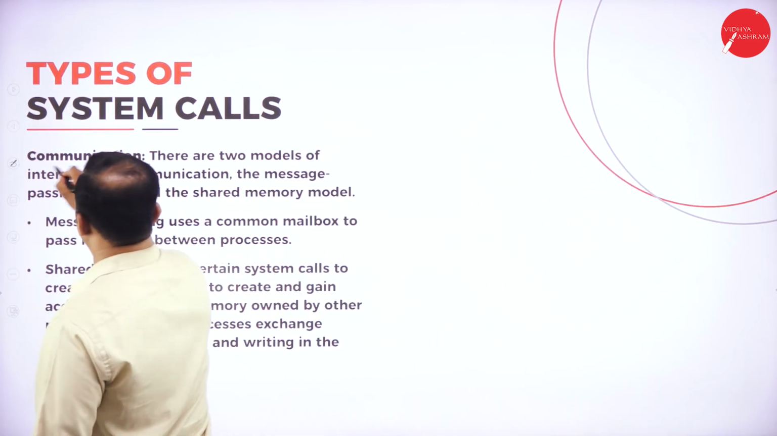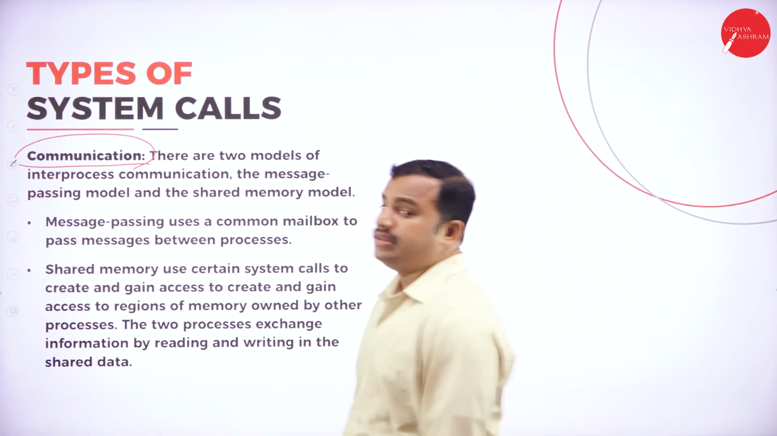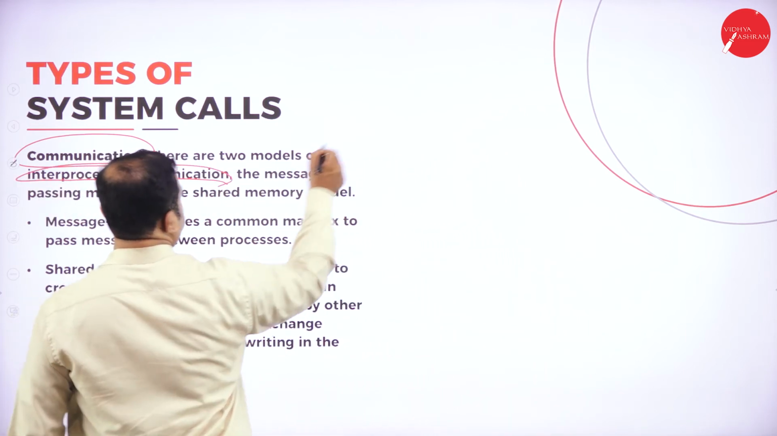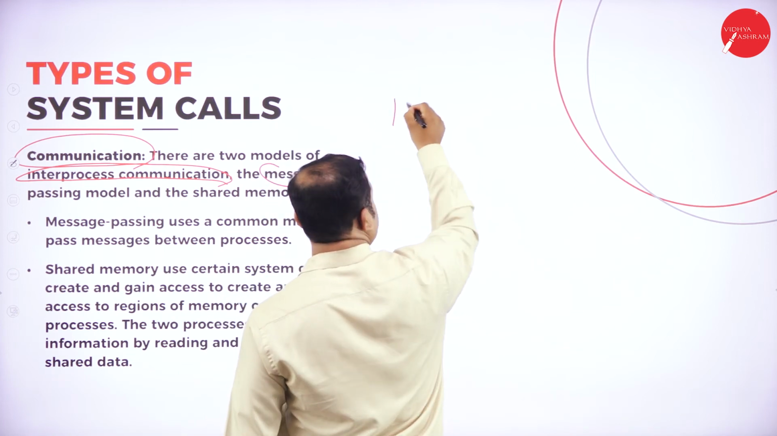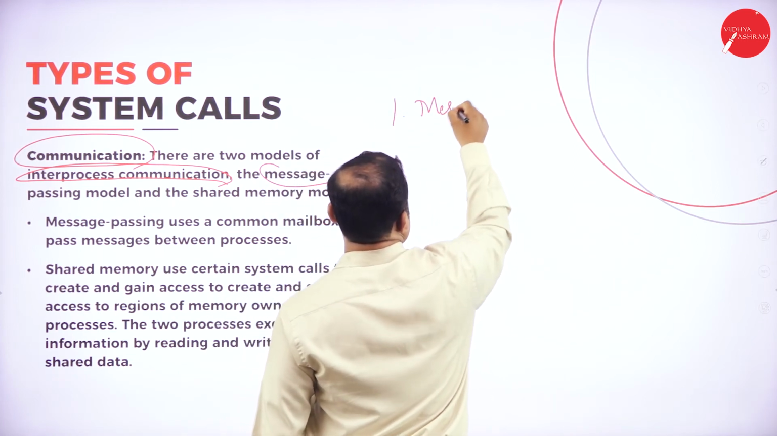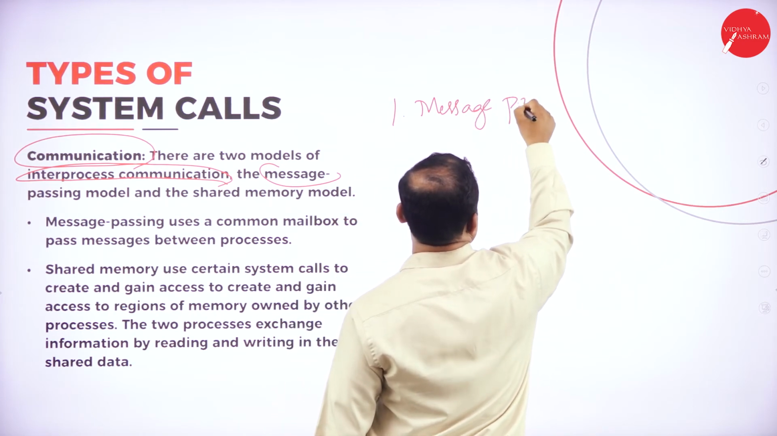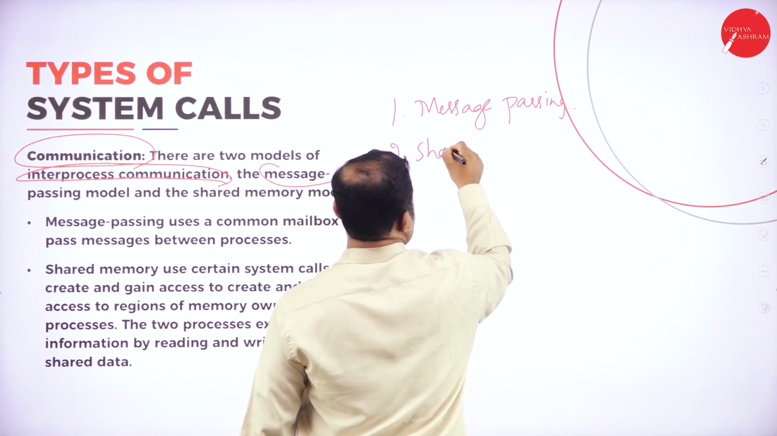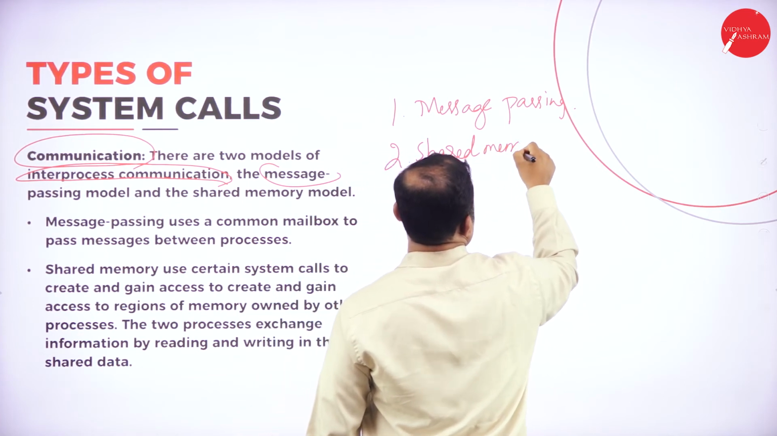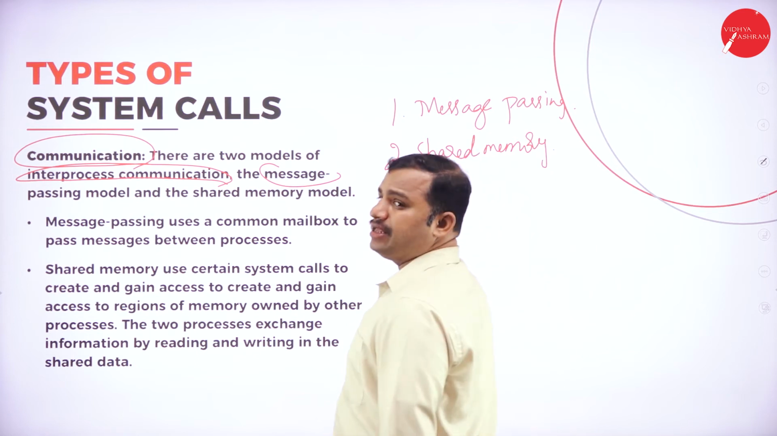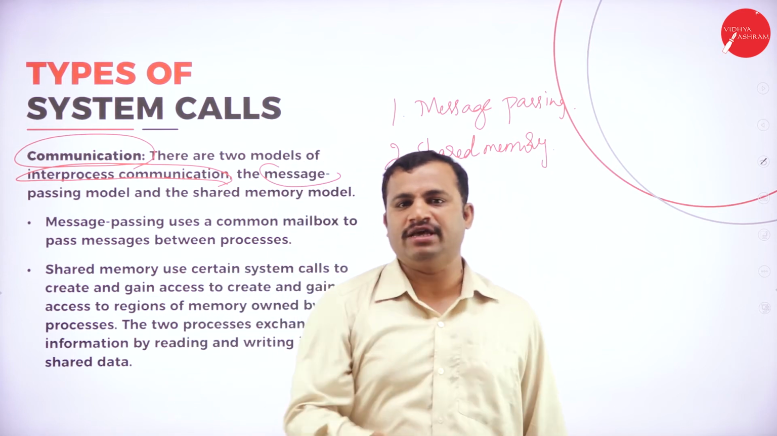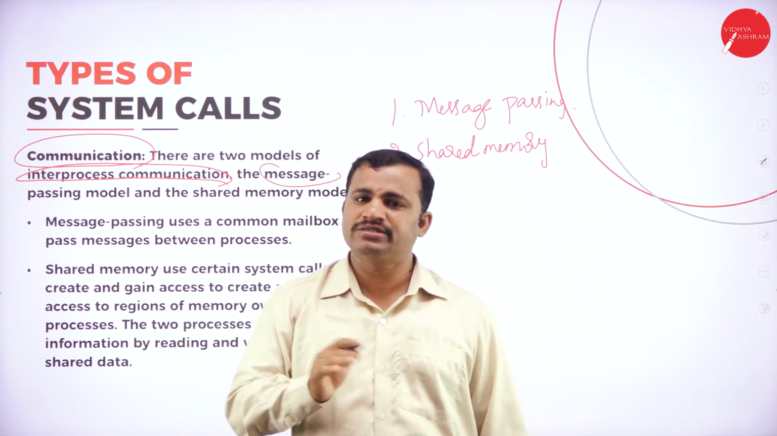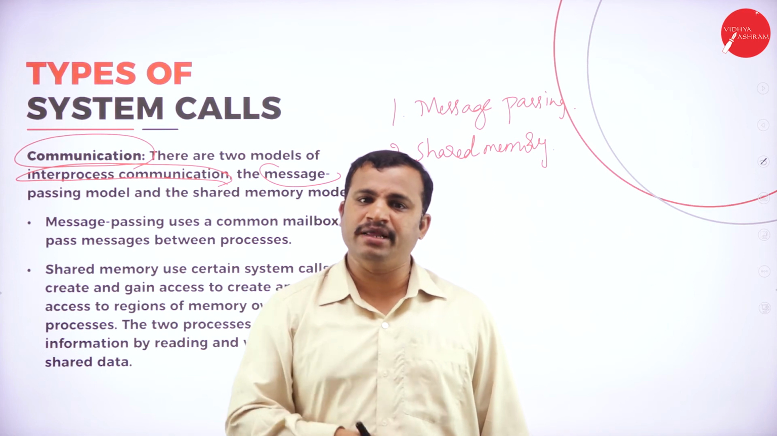Now we have communication. There are two modes of inter-process communication. One is message passing, as I told you in the previous session, and the other one is shared memory. What is the meaning of message passing? Suppose I want to speak with any other person, I must have a communication medium, right? Which is that medium? Message passing. Which is that medium? Shared memory.